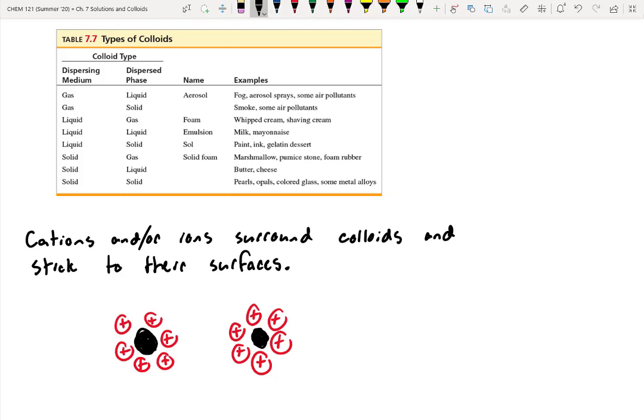So let's add this as a note. So cations and or anions surround colloids and stick to their surfaces. This prevents aggregation. Which is kind of interesting.